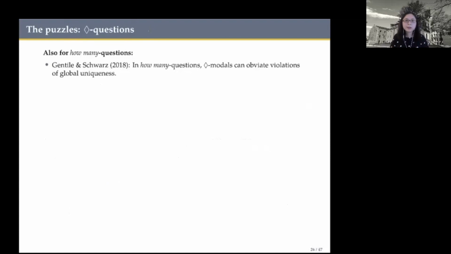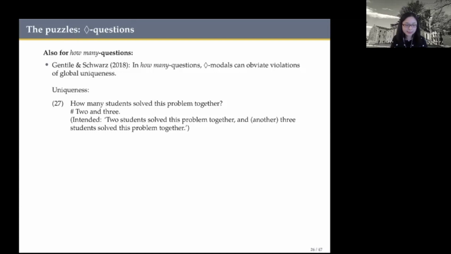And similarly, not just for double-edged questions, the same effect is observed with how many questions. Gentile and Schwarz observed that in how many questions, possibility models can obviate violations of global uniqueness. Uniqueness is shown in 27. How many students solve this problem together? Bad to respond by saying 2 and 3.